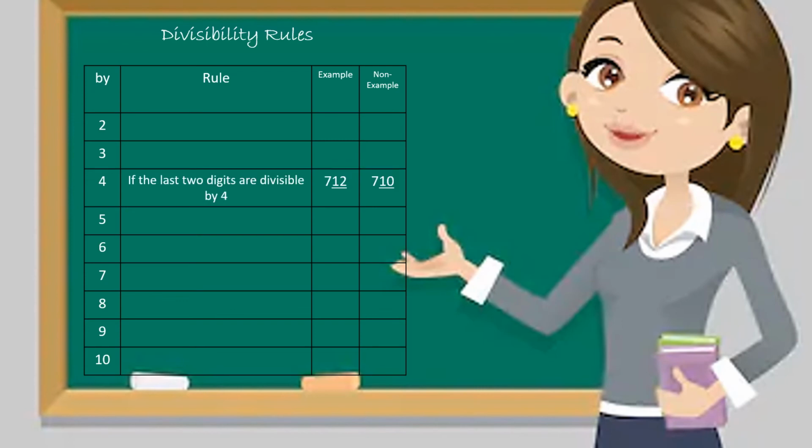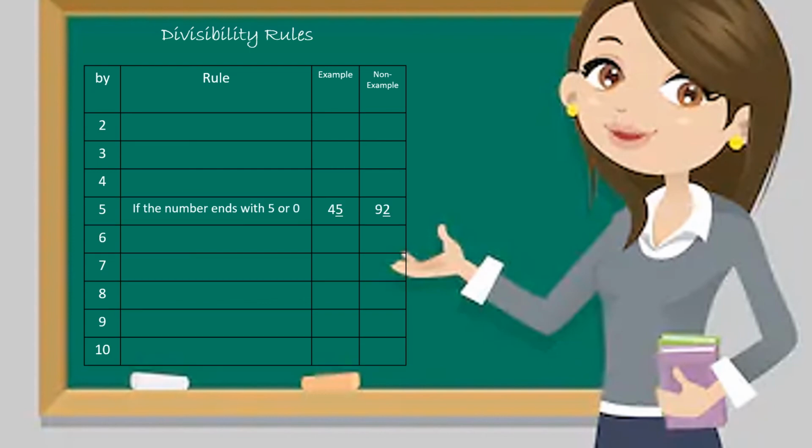Okay? How about 4? Okay, paano natin malalaman kung ang isang number is divisible by 4? So the rule is, if the last two digits are divisible by 4, then yes. Example, 712. Yung last two digits niya is 12. Yung 12 divisible by 4, so yes. Yung 710, yung last two digits niya is 10. Hindi siya divisible by 4, so ibig sabihin, yung 710, hindi siya divisible by 4.